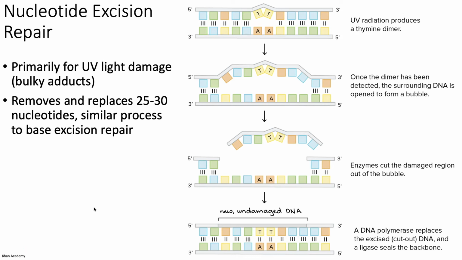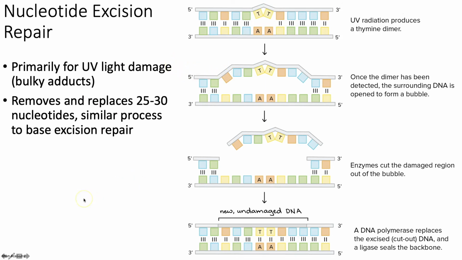And we usually use this for UV light damage because it's not just one nucleotide that's damaged, right? We have a thymine dimer. That means two thymines are stuck together. And so in this case, we have two thymines stuck together, and that's going to be a really bad thing when your DNA polymerase or your RNA polymerase comes chugging along.